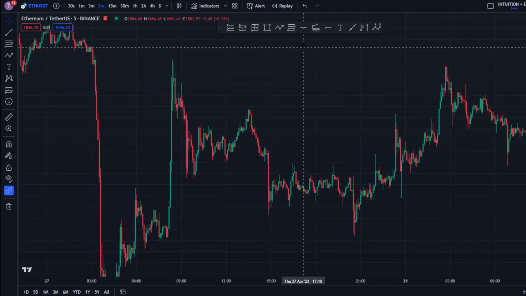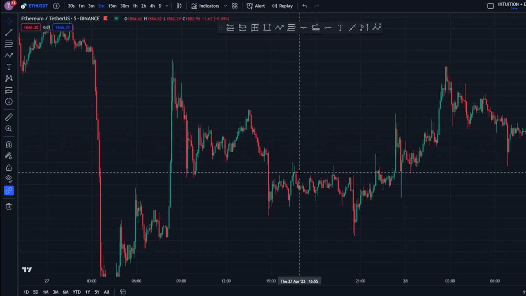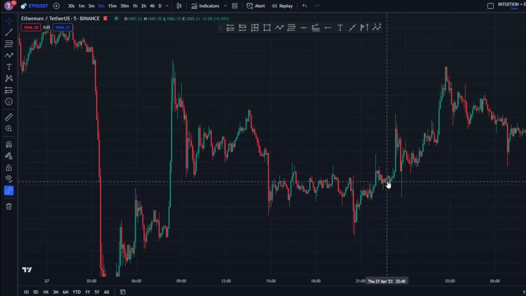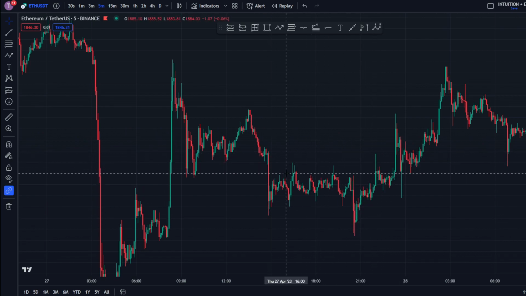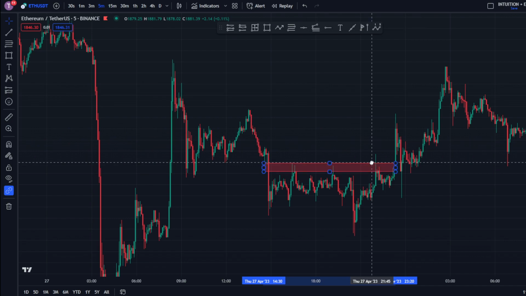So how do you identify areas of resistance? You can see here that we tried to push up, it bounced back down, it got rejected once, pushed back up, got rejected twice, pushed back up, got rejected again. So this is actually quite a strong resistance because it got rejected twice. So we're going to draw this area right here where there is strong resistance.